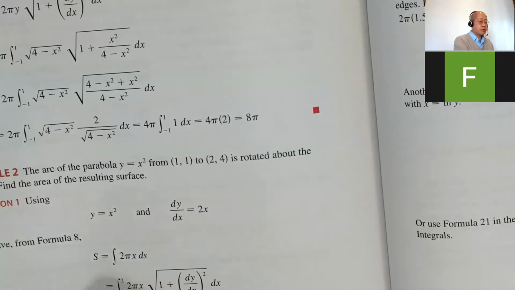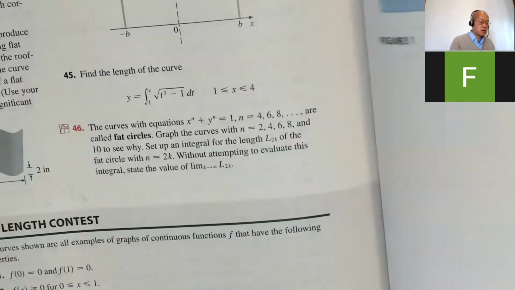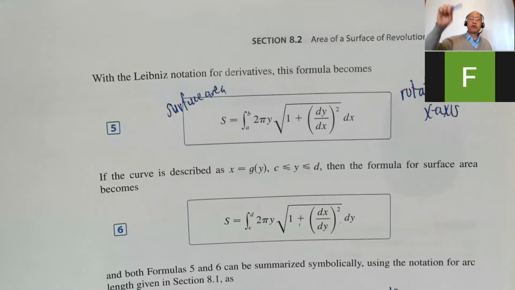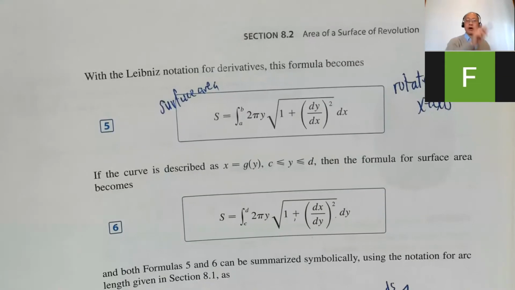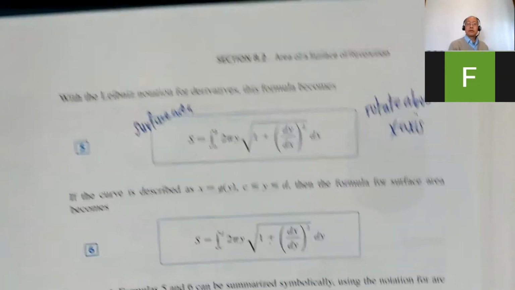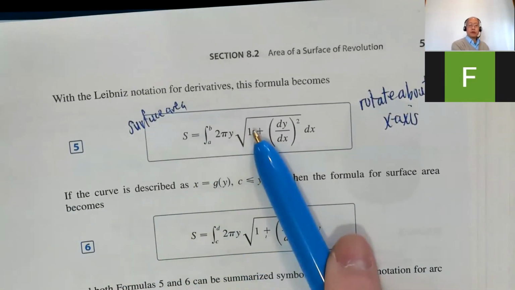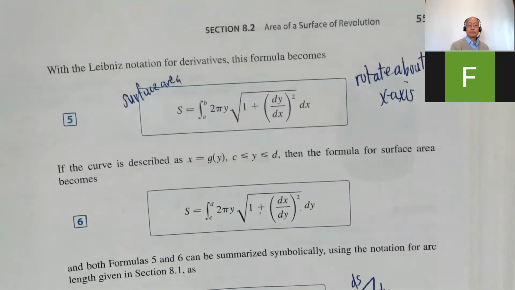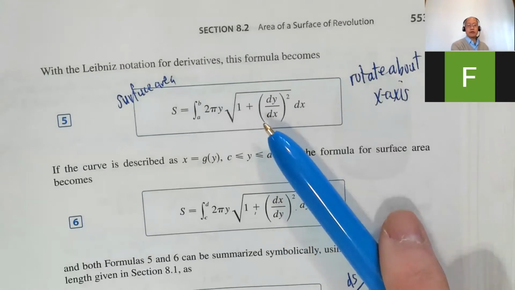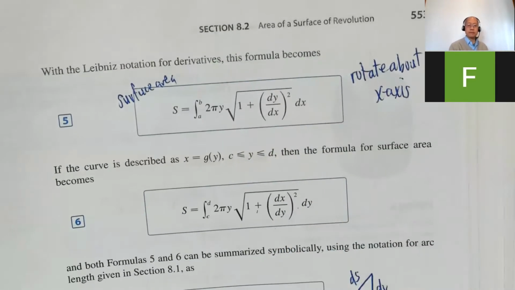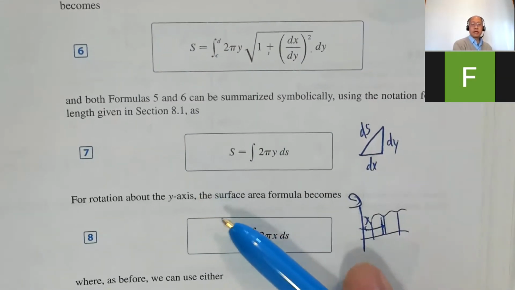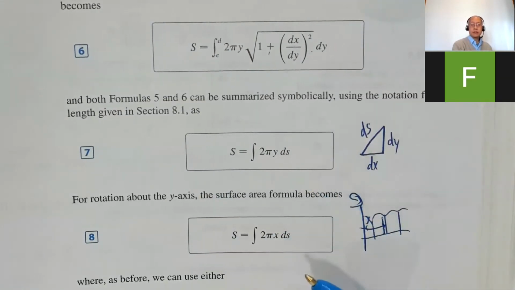So key things that you need for this section. Surface area of revolution. So again, we're revolving about either the x-axis or the y-axis, just like before, but now we're doing surface area. Okay, so page 553, use this if you're rotating about the x-axis. You can use this one also. It depends on whether you have y as a function of x or x as a function of y. This is x as a function of y.